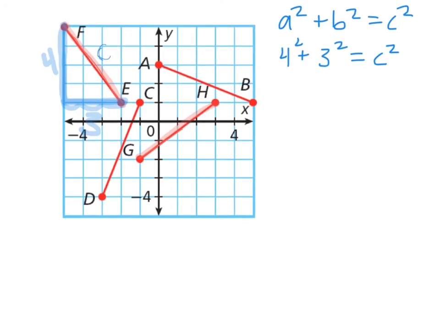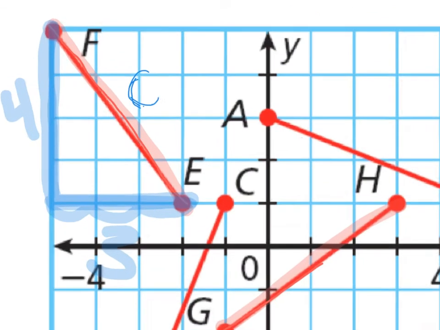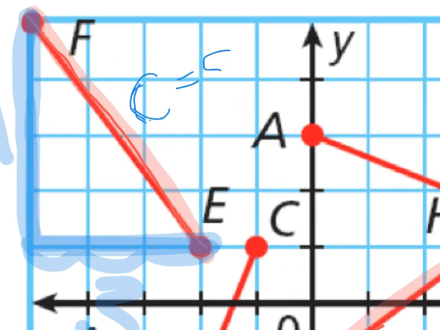So what is 4 squared? And what's 3 squared? And that's equal to c squared. So what is 16 plus 9? So 25 is equal to c squared. Now we need the c all by itself. So we take the square root of both sides, so that cancels out. So we have the square root of 25 is equal to c. What's the square root of 25? 5. So 5 is equal to c. So this length here is equal to 5.